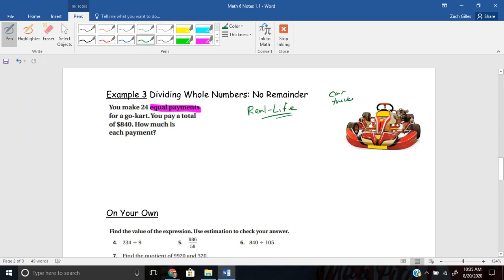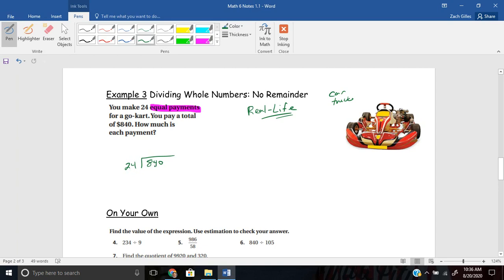So let's try that. Let's see if we can take our total of $840 and divide that by our 24 equal payments to find out how much each payment will be. Probably monthly is my guess. All right. So the first thing I'm going to ask myself is, does 24 go into 8? And the answer will be no, because 24 is bigger than 8. So I need to go to my next digit.